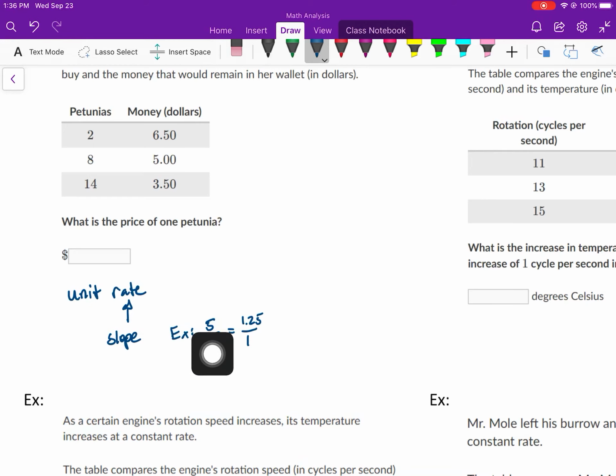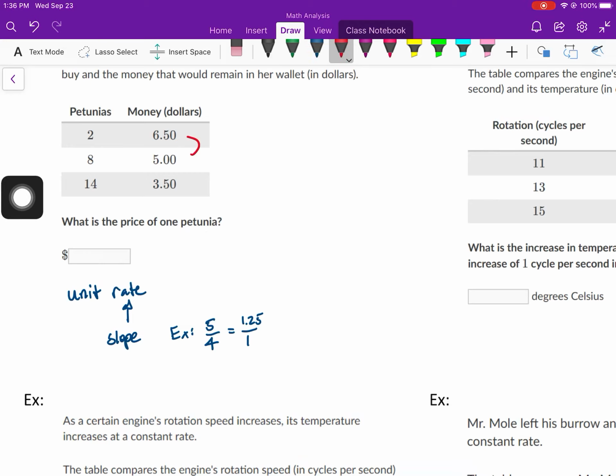So if it's going to cost you $5 for every 4 miles, then it would cost $1.25 for every 1 mile. That's the idea of a unit rate. We want to get it down to the 1 unit. And a lot of these, when they're talking about the rates in here, are talking about that unit rate. So what's the price for one petunia? So let's find out the price.